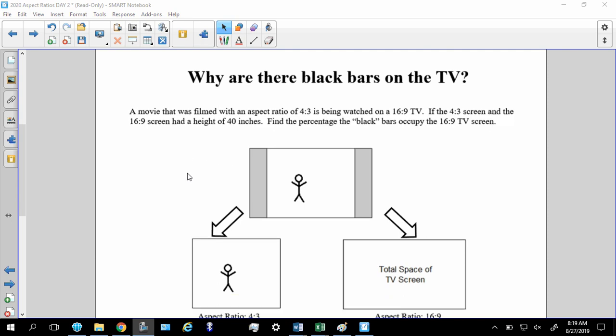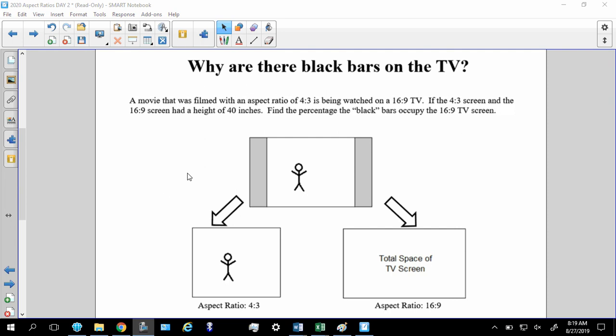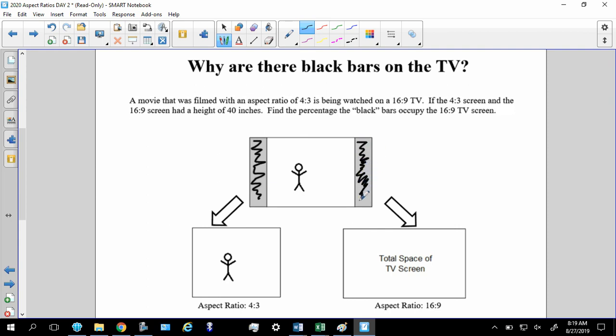All right, so first question we have is that a movie that was filmed with an aspect ratio of 4:3 is being watched on a 16:9 TV if the 4:3 screen and 16:9 screen had the height of 40 inches. All right, so here's what we have here. Here's our picture, and this represents a widescreen TV. Now with the widescreen TV, sometimes you're dealing with black bars, one on this side and the other one on this side.